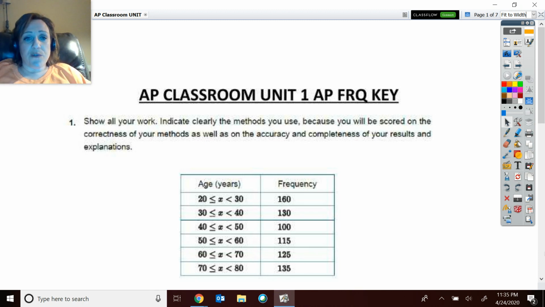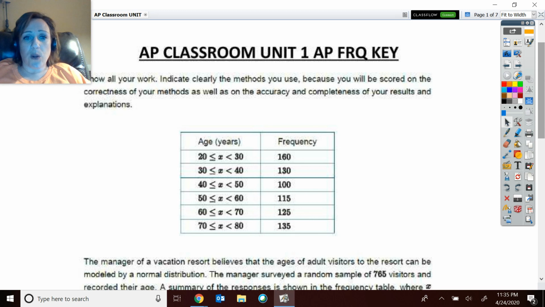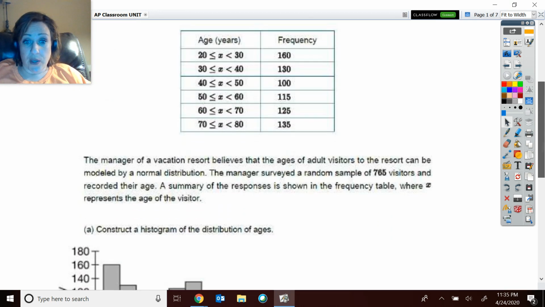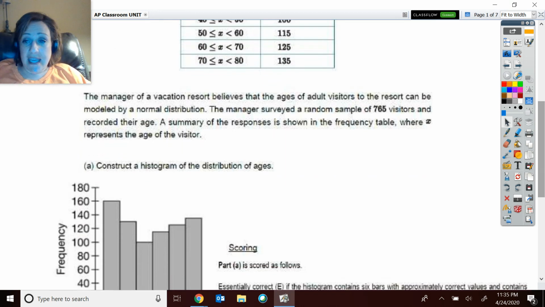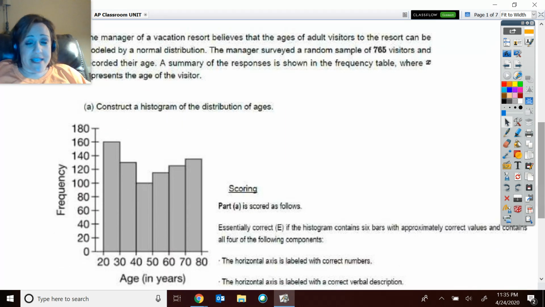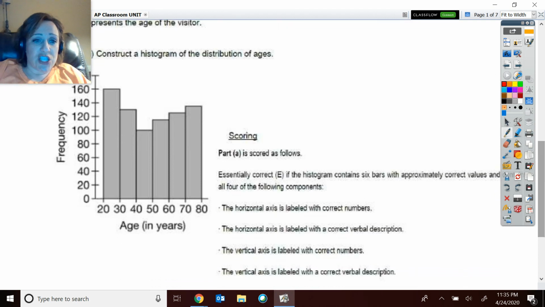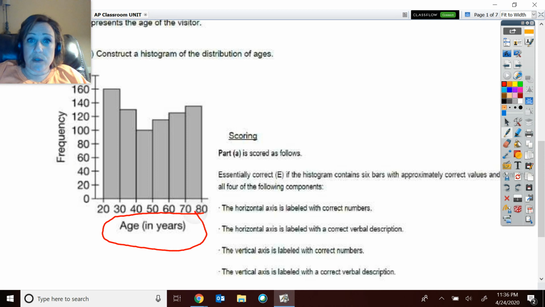All right. So the first question, or actually the questions might have been reversed, but the first question that I looked at was this one where we were given this information, and then we were asked to make a histogram of the data. So the key was that you had to label. Down here was the ages in years, and then the frequency.